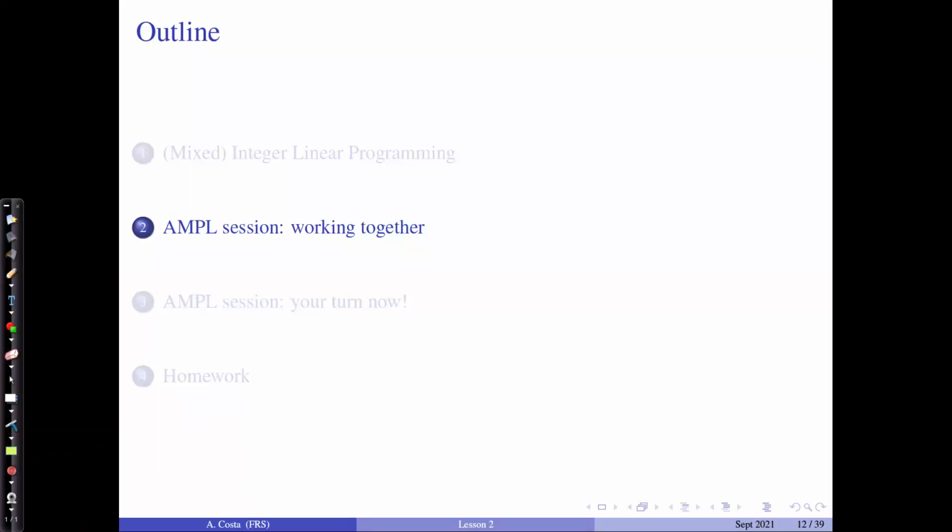If you don't have any questions, I will jump to the session where we work together. Then we can have the pause, and then you can have, like last time, a few questions that you can work in the breakout rooms.